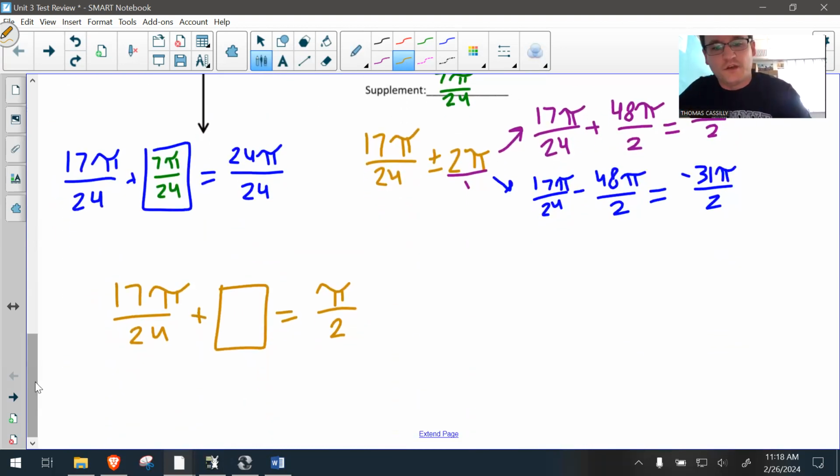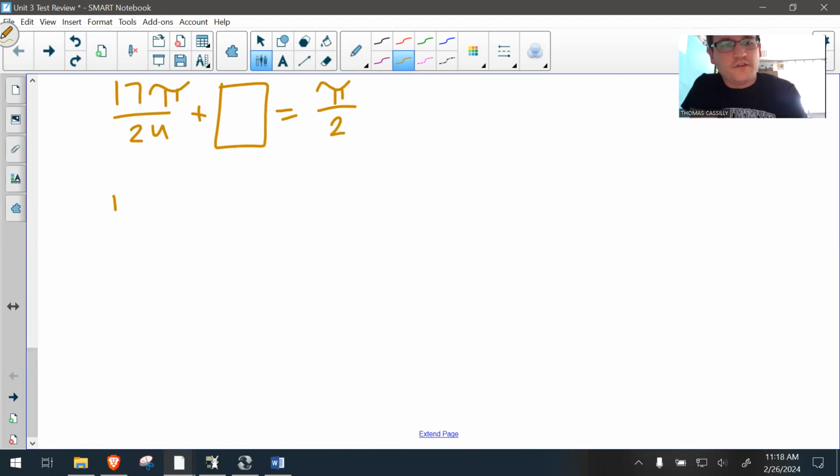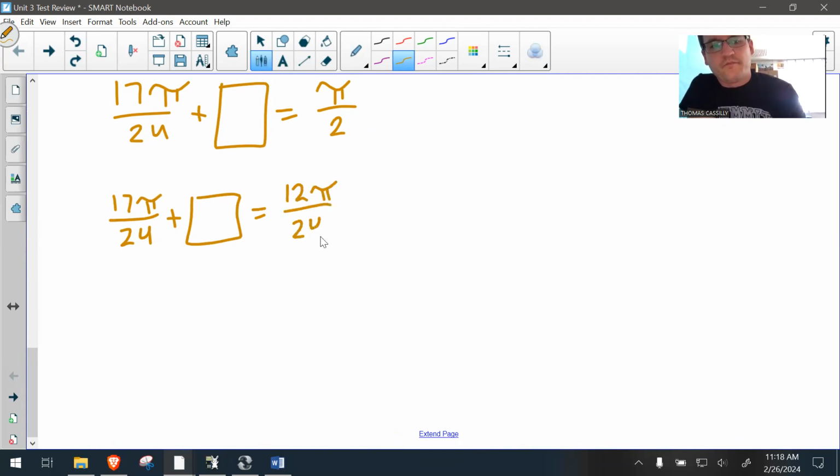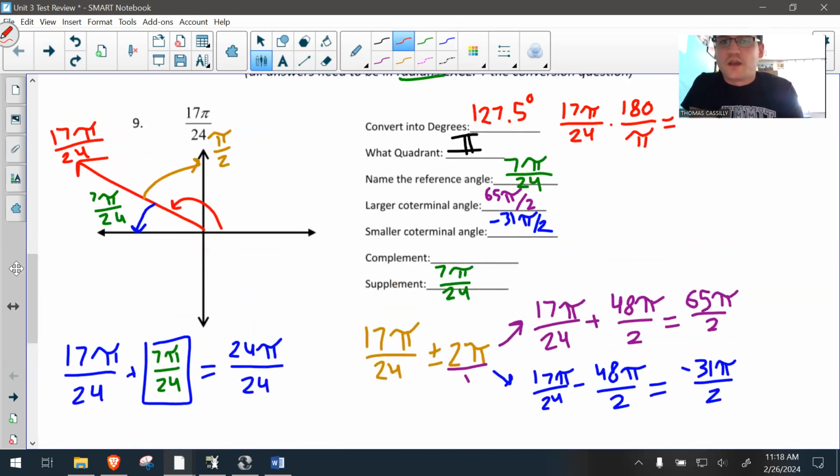So I'm going to get a common denominator here, and we're going to say 17 pi over 24 plus what gives us 12 pi over 24. All right, you got to think, all right, 12 minus 17 gives you what? That's negative 5 pi over 24. And that is going to be our complement. Negative 5 pi over 24. Right? And there we have it.